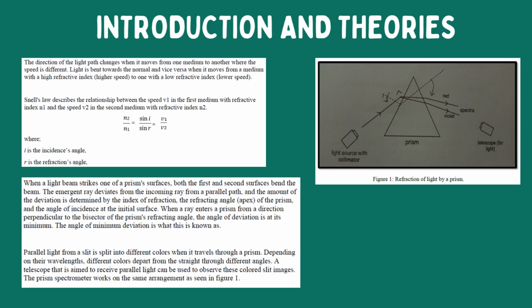Parallel light from a slit is split into different colors when it travels through a prism, depending on their wavelengths. Different colors depart from the slit at different angles. A telescope aimed to receive parallel light can be used to observe the colored slit images. The prism spectrometer works on the same arrangement as seen in this figure.